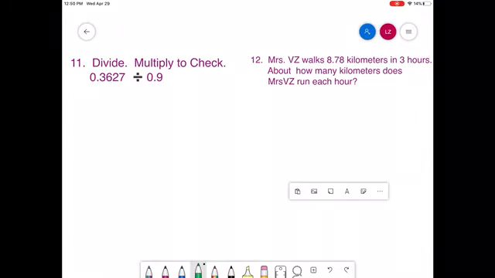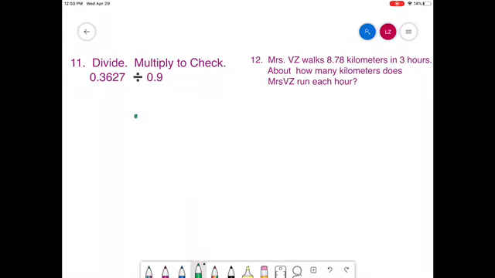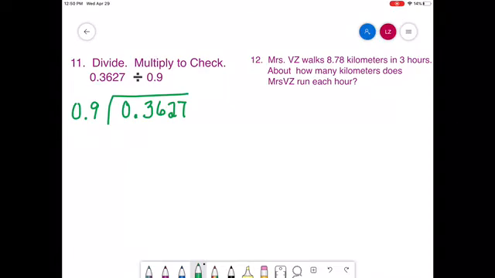All right, let's go ahead and do this together. We've got .3627 divided by 9/10. Okay, our first step is to make sure that we have a whole number as a divisor, which we don't. So we've got to move this decimal point over to here, and we've got to match it here, and then put it up in our quotient.